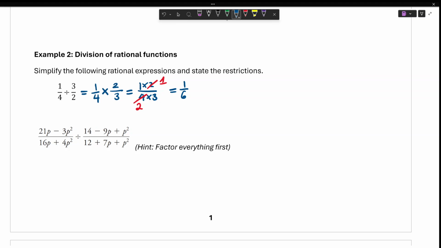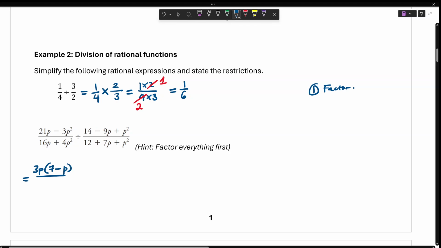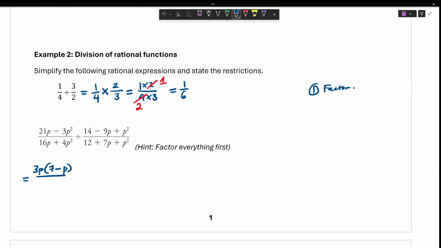Okay, so let's do one with an actual rational function. You'll notice there is a lot of unfactored business going on here. So the first step is you're going to factor everything. So 21p minus 3p squared has a common factor of 3p. So when you take that out, you're going to be left with 7 minus p. Downstairs, you have 16p plus 4p squared. You have a common factor of 4p, so you're left with 4 plus p.